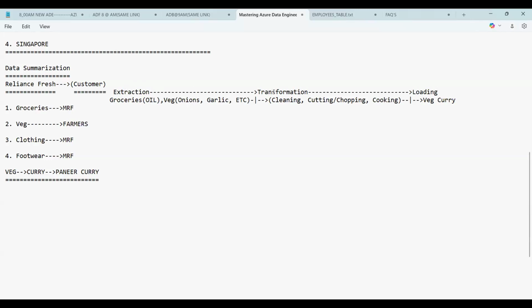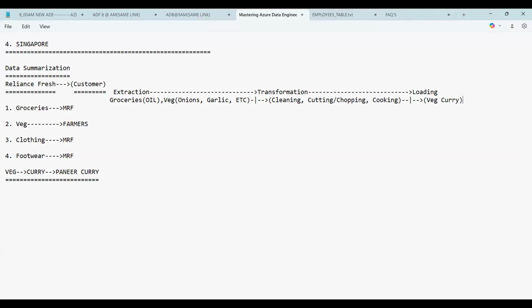Transformation means some changes on that. That is cutting, chopping, washing, cooking, etc. That's it. That's fine. And finally, what is it, guys? Vegetable curry is prepared. So that is nothing but the final layer. Okay, we start eating. Let us say we start eating the same.